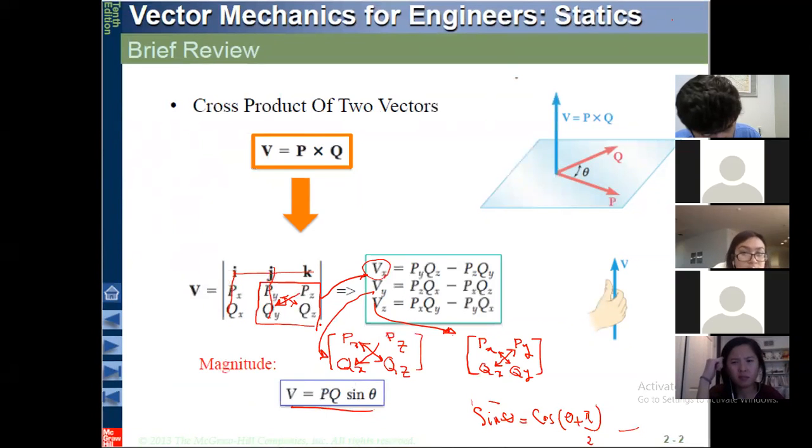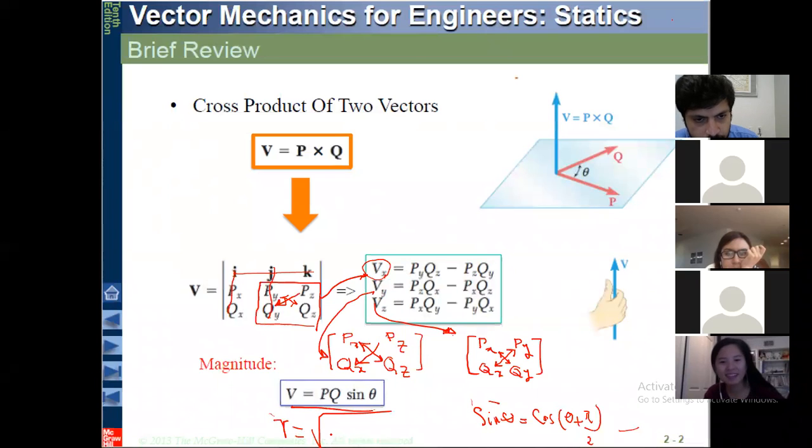And yes, the magnitude of V is the square root of Vx squared plus Vy squared plus Vz squared, which is the definition of the magnitude of a vector. But when you have the magnitudes of P and Q, then you don't need to calculate V based on the procedure I described. You can simply take the magnitude of these two vectors and the angle between them and calculate the magnitude of the cross product. So if you don't have that, then you need to calculate the vector V and then calculate the magnitude of V by the Pythagorean theorem, which is Vx squared plus Vy squared plus Vz squared.